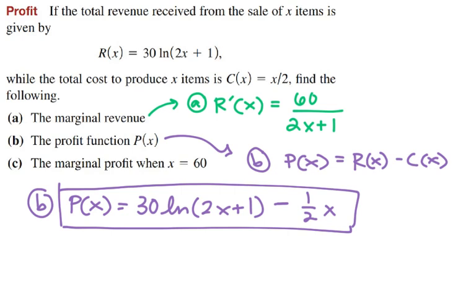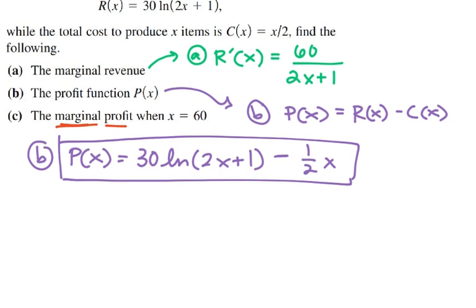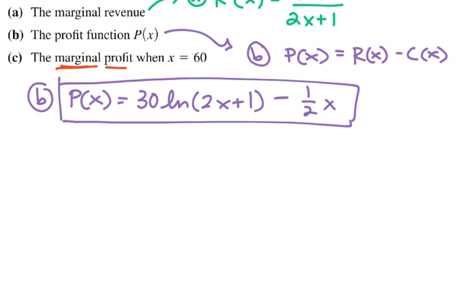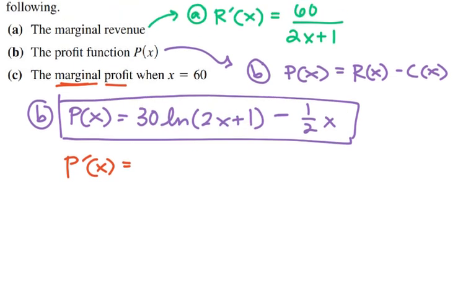So when we look at part C and we see that it asks us to find marginal profit, that is going to be the derivative of profit. So P prime of x equals, we just found the derivative of this first term. It is that marginal revenue function, so it's 60 over 2x plus 1. And then we would have minus the derivative of this term, and the derivative of that is 1/2.